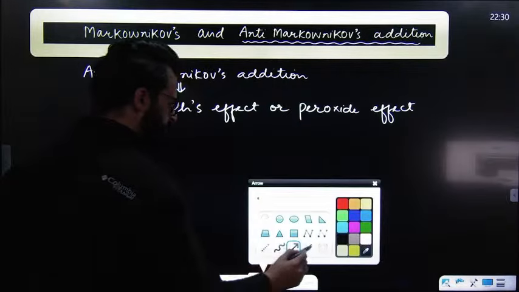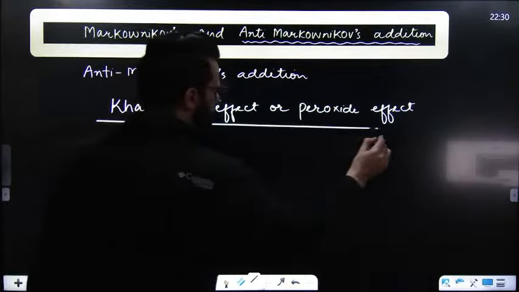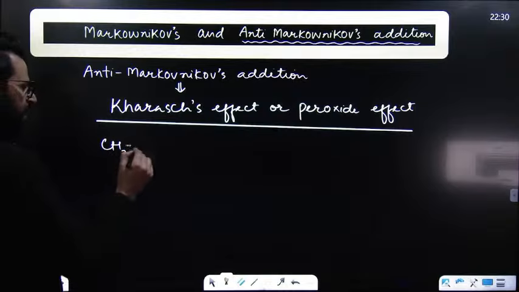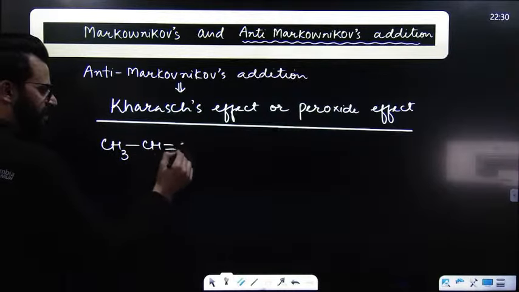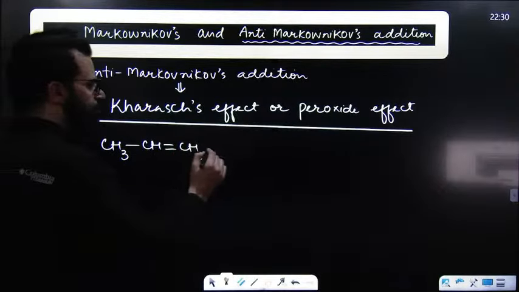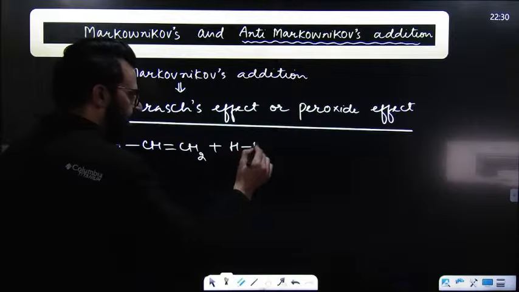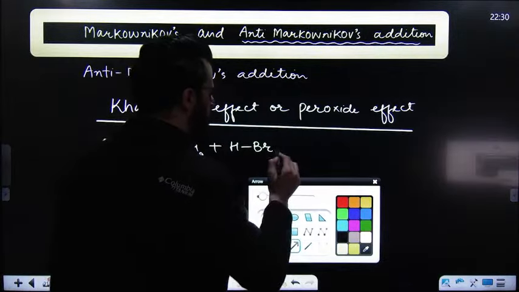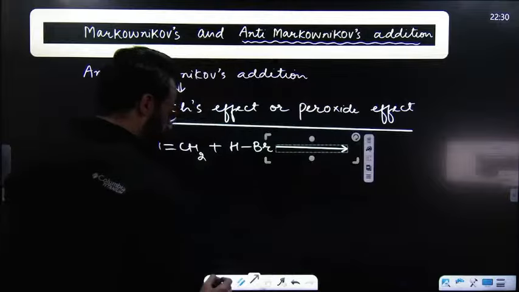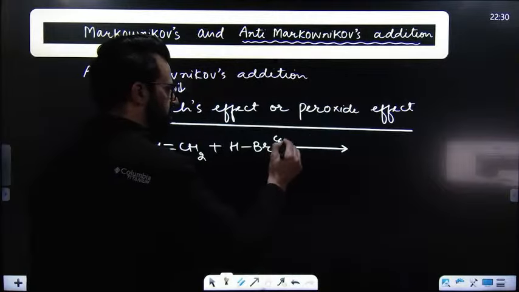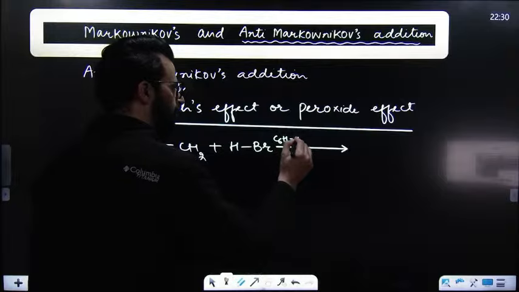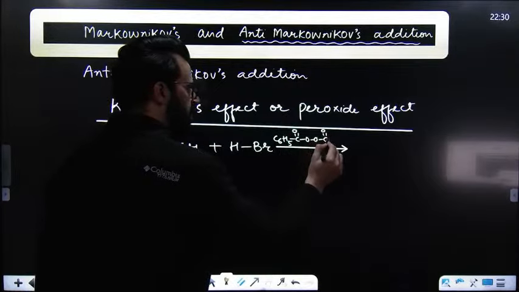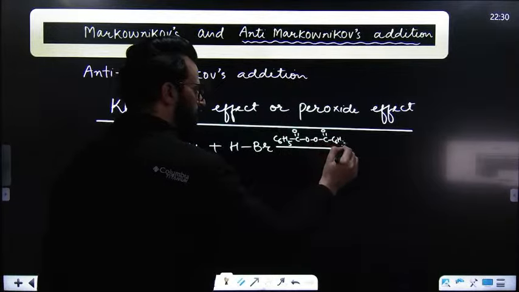Have a look. What is this? This is simply addition of HBr to an unsymmetrical alkene. What is this reaction? Addition of HBr to an unsymmetrical alkene in presence of peroxide, say for example C6H5, C double bond O, C double bond O, C6H5. I mean to say peroxide.